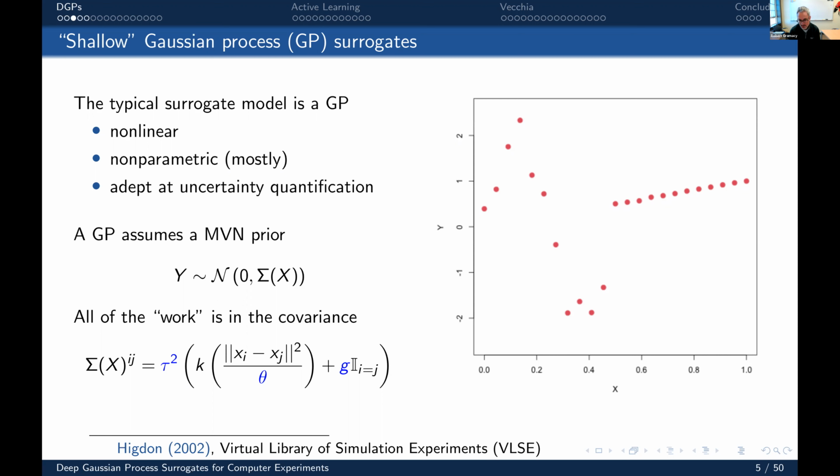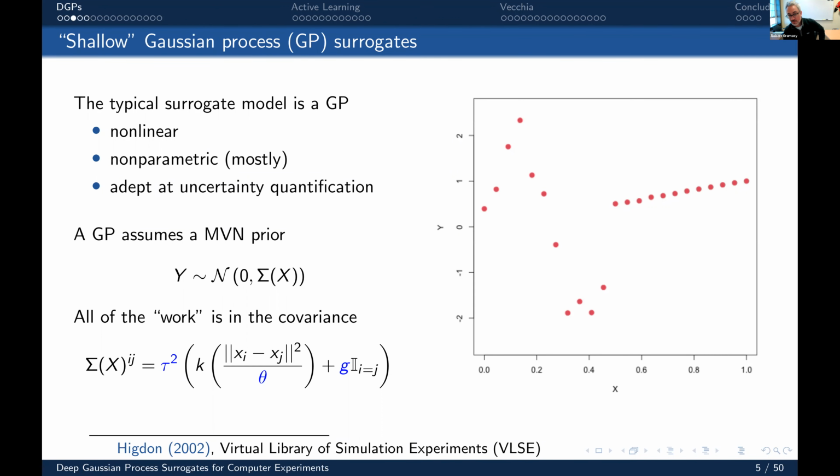The Gaussian process is also popular in other areas of statistics. They originated in geostatistics, so for modeling spatial data. And they're also popular in machine learning as just a kind of nonlinear prediction machine, a lot like a deep neural network is sort of just a non-parametric nonlinear prediction machine. So what is a Gaussian process, just briefly?